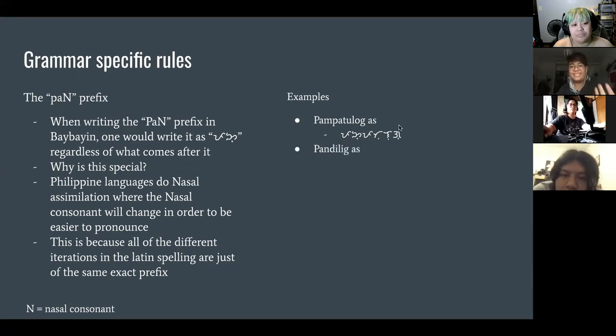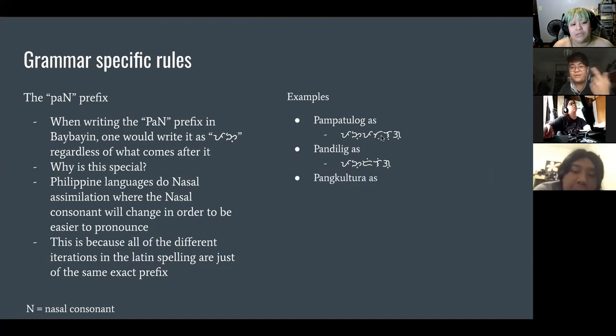Next one, pandilig. Pandilig is a watering can. Dilig means to water, watering a garden or something, and it means a noun for something to water something. Trying to explain it the best way. We also write it with the ng because the sound is fairly close to the d sound in the mouth as well, because they're articulated in the same exact place.